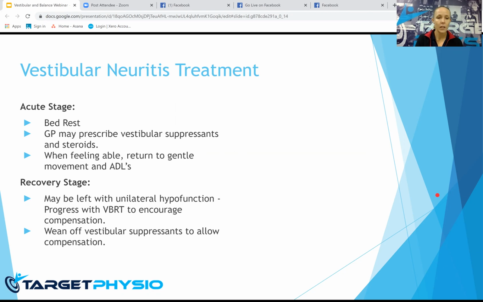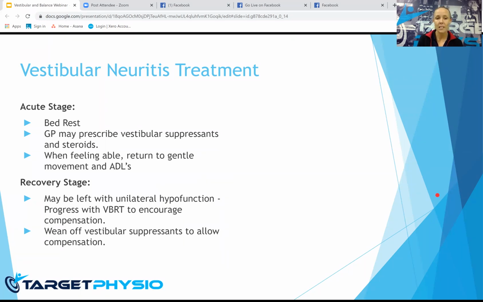And sometimes we can be left with a little bit of a unilateral hypofunction. So your vestibular system and the nerve signal isn't working as efficiently as it normally does, which can leave you with much lower levels of dizziness to what you were experiencing before. And the problem with this is often people think, because their dizziness has reduced so much, that I won't do anything about it because I feel much better than I did before. But we don't want to be left with those little bits of dizziness to deal with just in our day-to-day life. So it's definitely worth coming along and seeing if there's anything we can do.